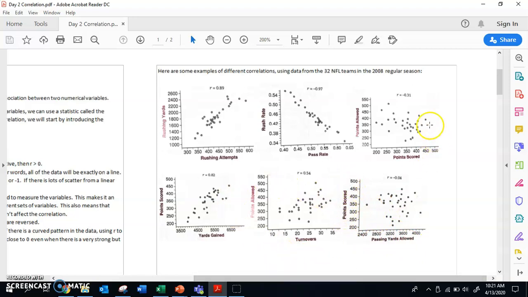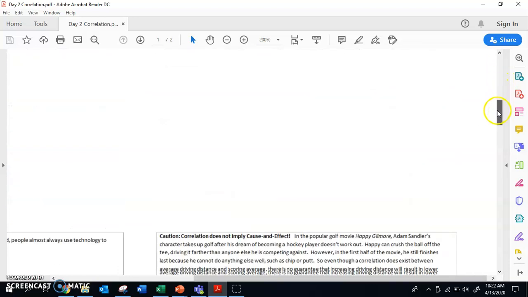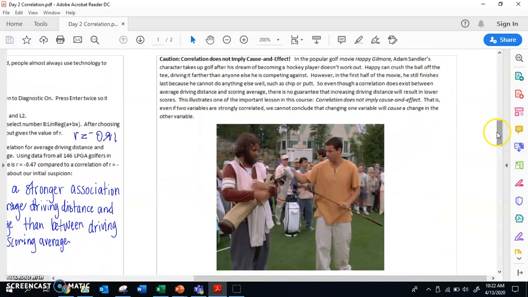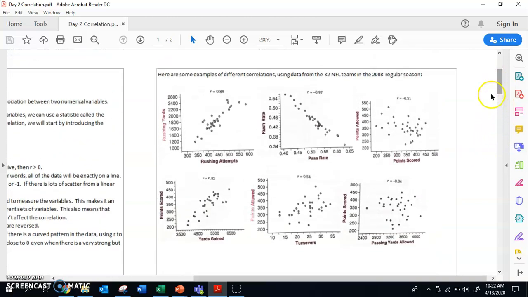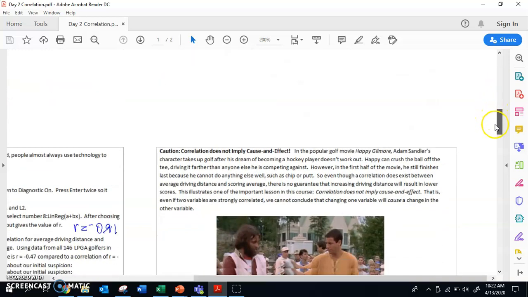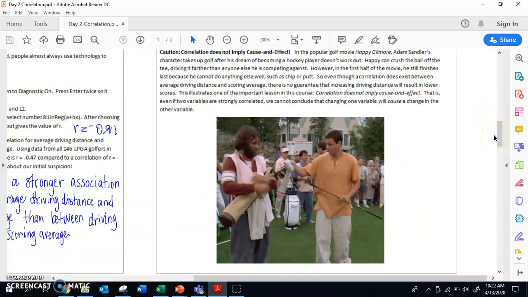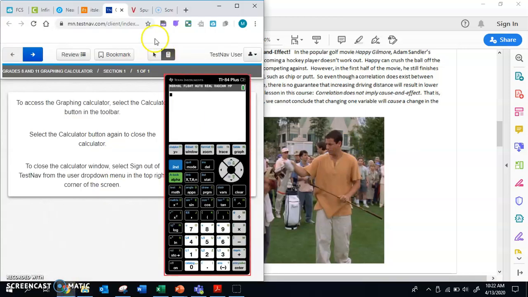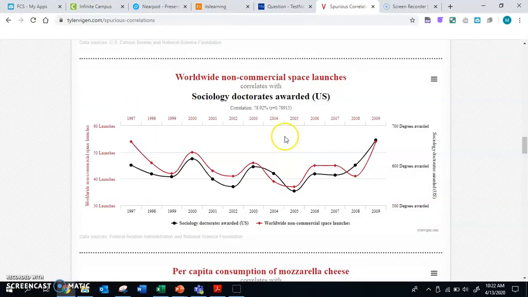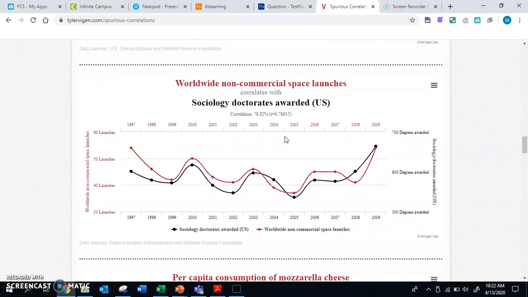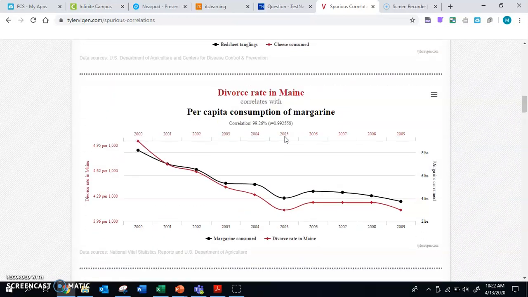Now I do want to say this real quick. I'm going to jump ahead a little bit. Caution, correlation does not imply cause and effect. So just because there is a strong correlation, like an example, let's go back a second. Just because rush rate and pass rate have a strong correlation, that does not mean that one causes the other. Okay, and I got a couple of examples here I'm going to show you. So this website shows us some graphs of weird correlation.